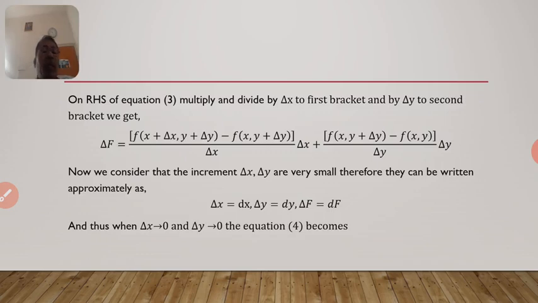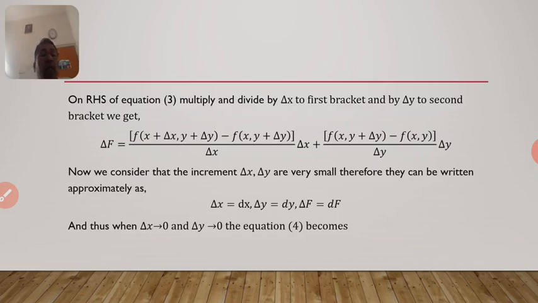multiplied by delta y. Now, we consider that the increments delta x, delta y are very small. Therefore, they can be written approximately as delta x equals dx, delta y equals dy, and delta f equals df.